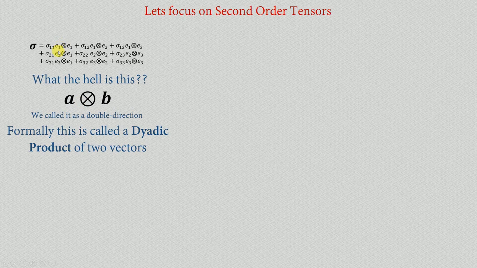For example, E1 will have components 1, 0, 0, E3 will have 0, 0, 1, and similarly. So A and B are two vectors. It is defined for any two vectors. Okay, so how do we calculate this? If we have two vectors like A and B, where A1, A2, A3 and B1, B2, B3 are components of this vector in some coordinate system.